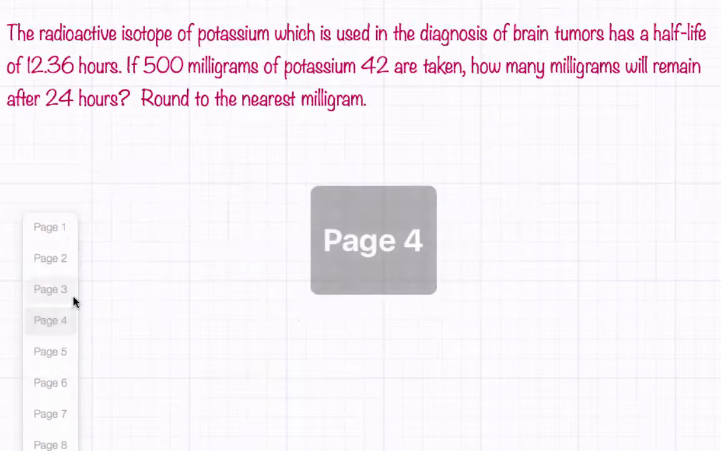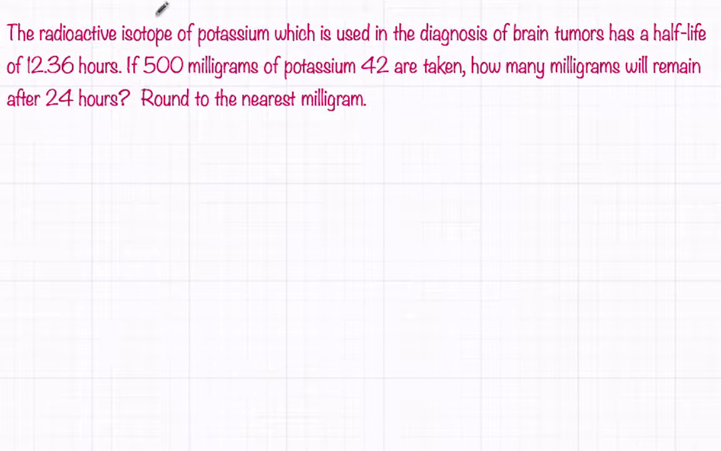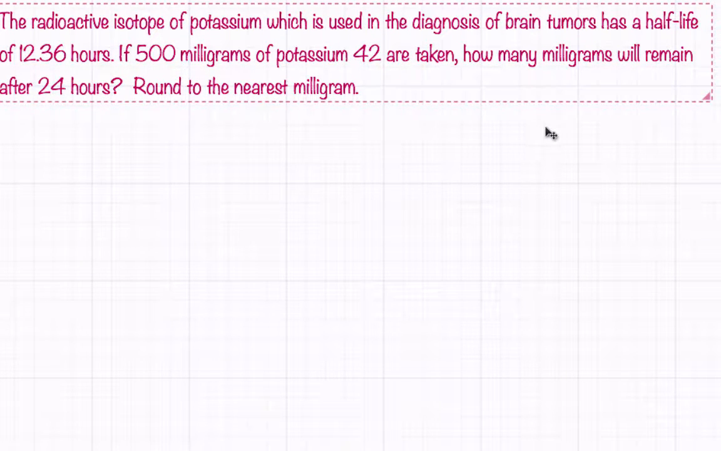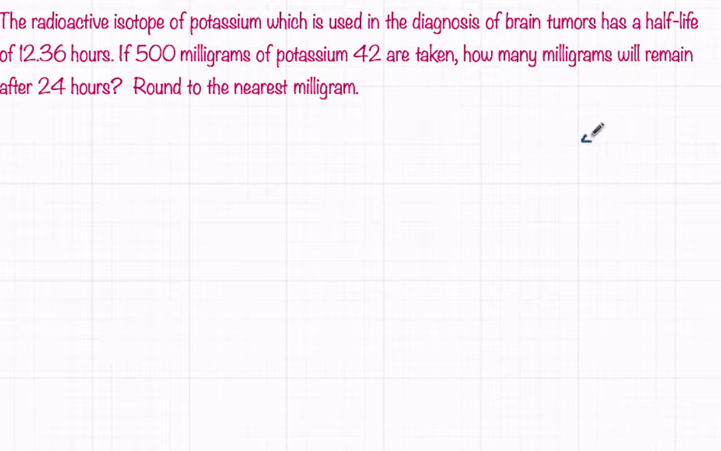It's a doozy. Okay, second example. In our last example, radioactive isotope potassium-42, if we're science people here, we write that with the cute little K for potassium, is used for diagnosis of brain tumors, and it has a half-life of 12.36 hours. If you have 500 milligrams of potassium and it's taken, how many milligrams will remain after 24 hours?